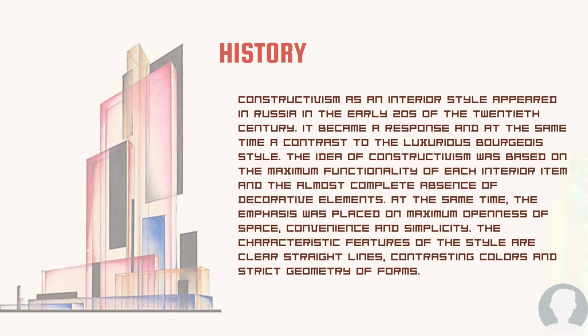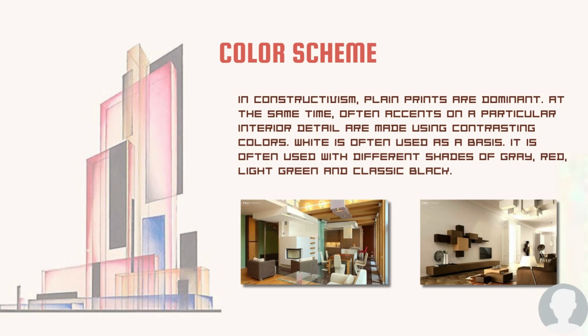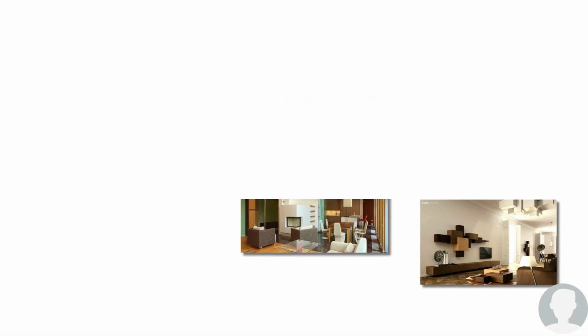The characteristic features of the style are clear, straight lines, contrasting colors, and strict geometric forms. For the color scheme, in constructivism, plain prints are dominant. At the same time, often accents on a particular interior detail are made using contrasting colors. White is often used as a basis. It is often used with different shades of gray, red, light green, and classic black.